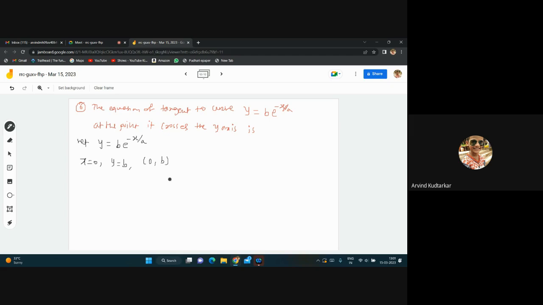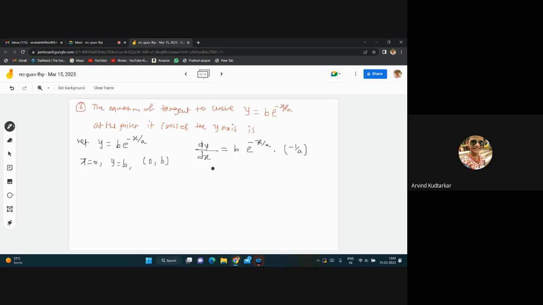Now to find the slope of that tangent at point 0, b, we need to find the first derivative, dy by dx. We have the point, so we also have to find the slope. So dy by dx is b into the derivative of the exponential, which is e raised to minus x upon a itself, and next the derivative of the index with respect to x, which is minus 1 upon a.